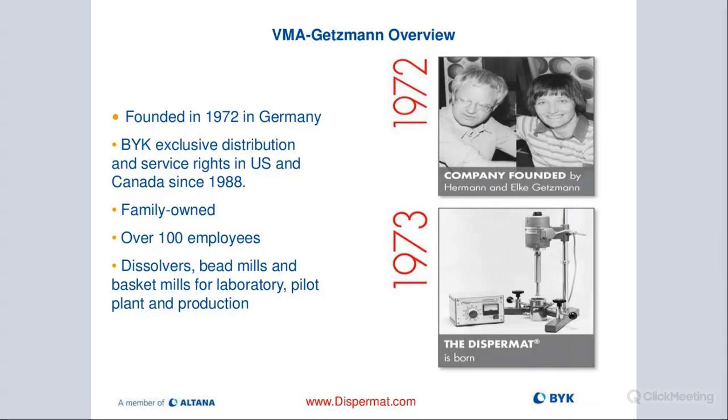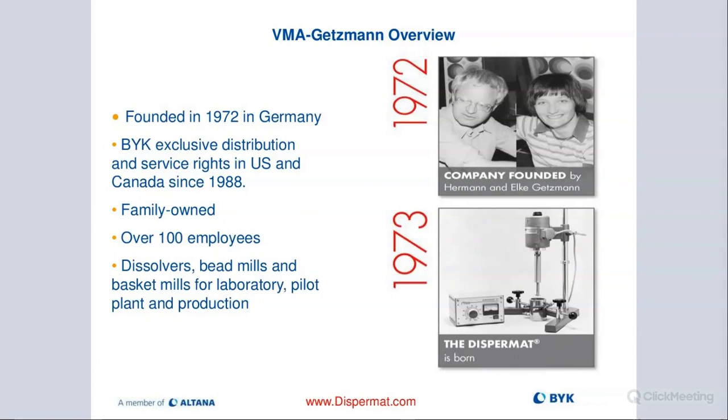And that was the vision that Hermann and Elke Getzman had when they founded VMA Getzman in Germany in 1972. The good news is that the business is still in family hands. So it's run today by the two kids, Christian and Martin, who are running the company out of Reichshof, which is about 30 miles east of Cologne. And just a quick background.